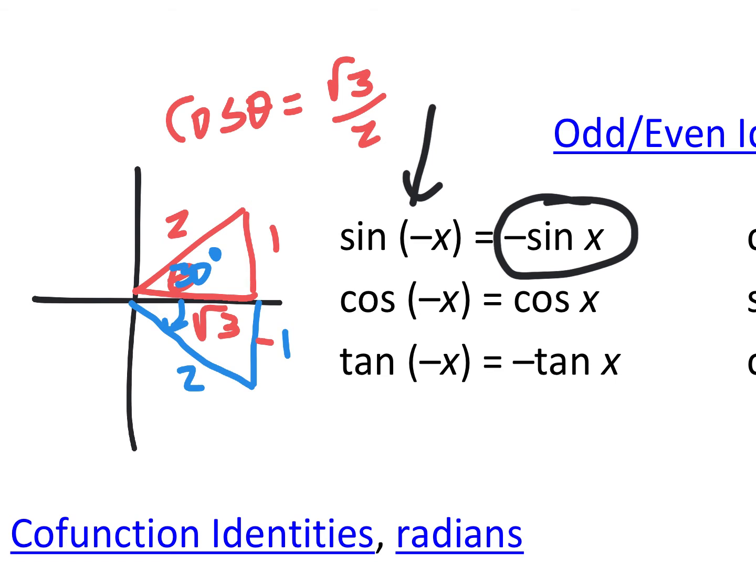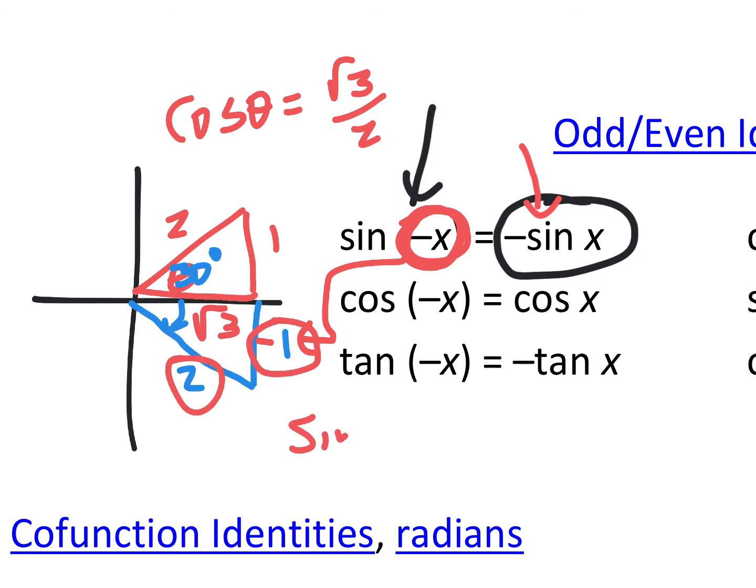Could you also say it's 330? Yeah, those are all coterminal, but it's sine of negative the angle we'd be doing here. And that's like the opposite answer. Why? Because sine down here is now negative 1/2 over 2. So sine of the negative angle, negative theta, came out to the opposite of what it was, negative 1/2.